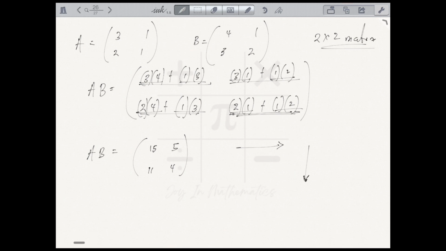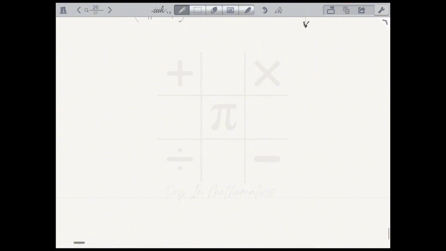All right, now we have been dealing with a 2 by 2 matrix multiplied by a 2 by 2 matrix. Now, what if it is a 2 by 3 matrix multiplied by a 2 by 3 matrix? Will it work? Let's use an illustration. Let's say this is A and this is B.